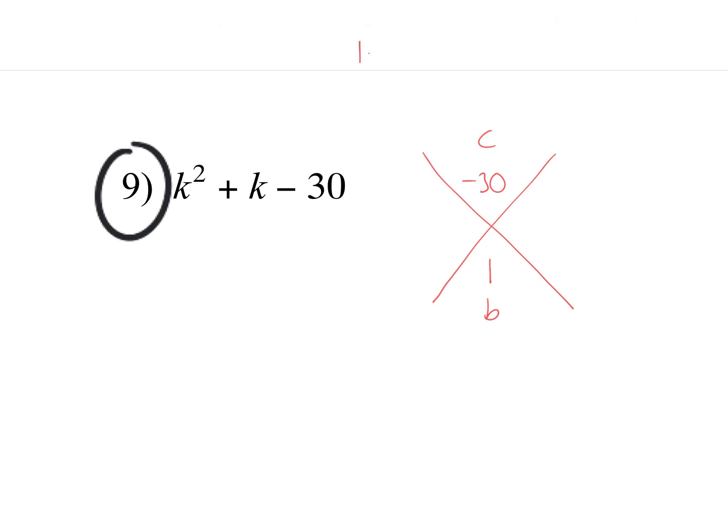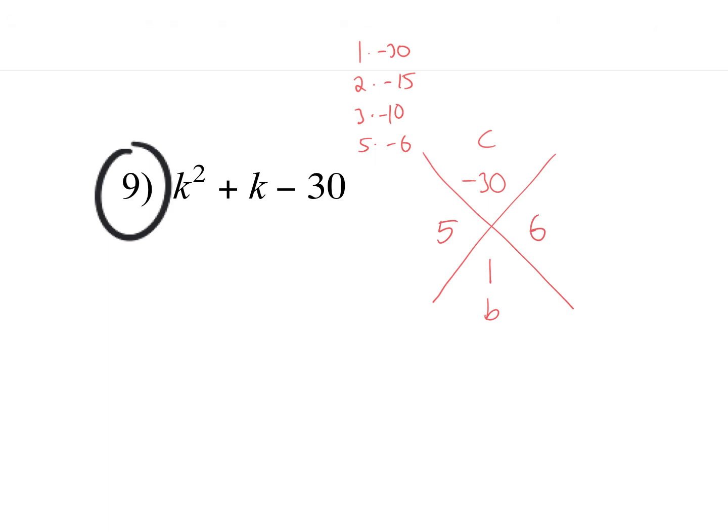So what do we got? We got 1 times negative 30, 2 times negative 15, 3 times 10, 5 times negative 6. And you could actually flip the signs on those too if you want to. Those are all the things that multiply to negative 30. Which ones are going to add to 1, do you think? Well, I can see that 5 and 6 are kind of close, but which one's going to be positive, which one's going to be negative?